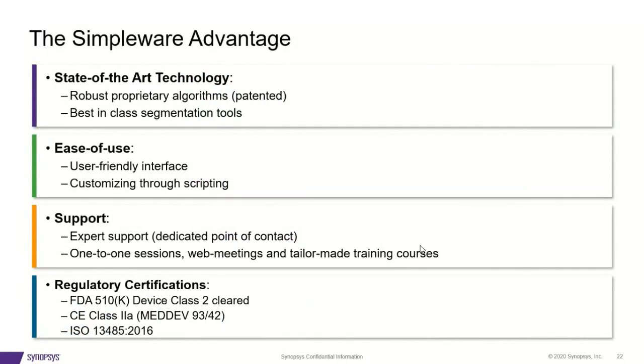So the advantage of Simpleware is that it is state-of-the-art technology, has robust and proprietary algorithms with very good segmentation tools. It's very easy to use, with a user-friendly interface, and it can be customized through scripting. And then our support is top-notch, where we have our application engineers ready to help you and provide support to you and your engineers as you bring the software in and start to deploy it. And we do have some regulatory certifications. So for example, we have ScanIP Medical, which is FDA 510(k) cleared, and the CE marking as well of the tool.